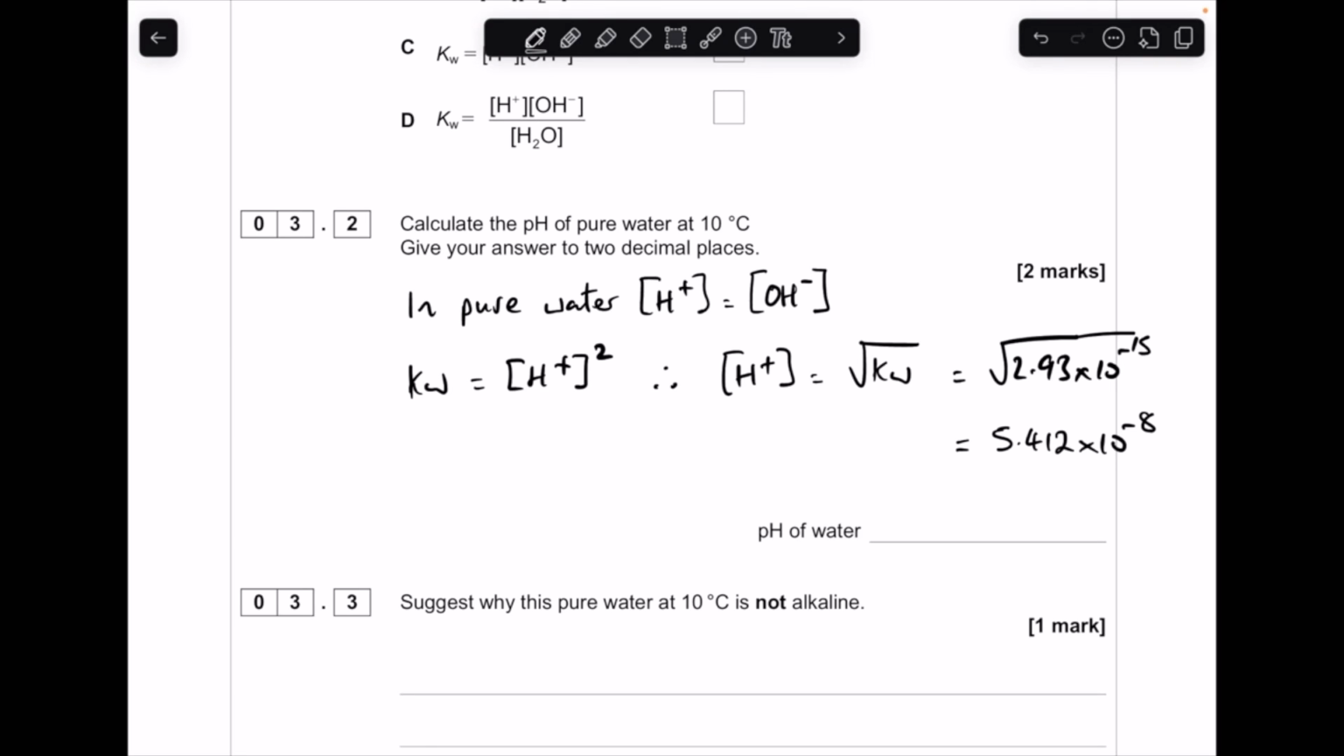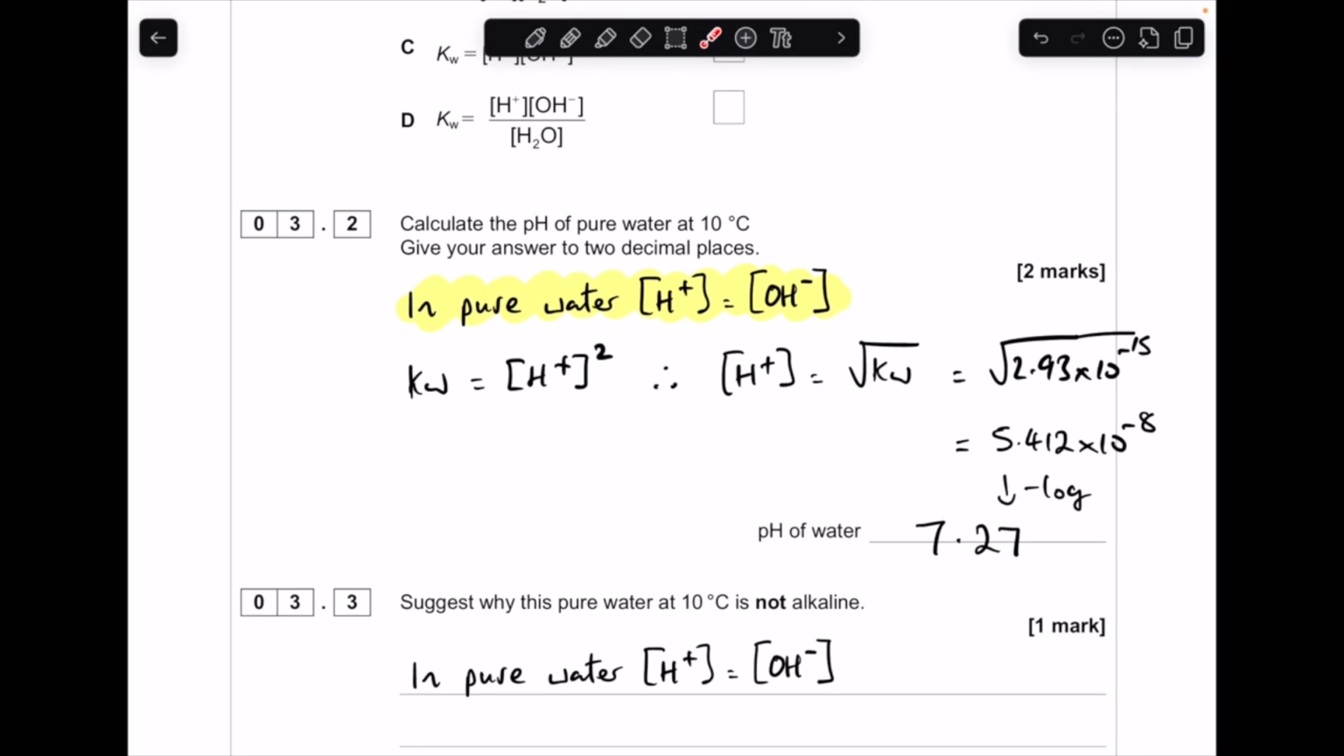So that means the H plus concentration comes out at 5.412 times 10 to the minus 8. All we need to do now is minus log that to get the pH, which to two decimal places is 7.27.